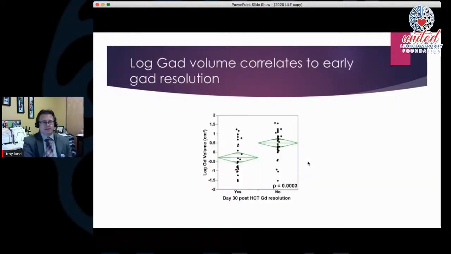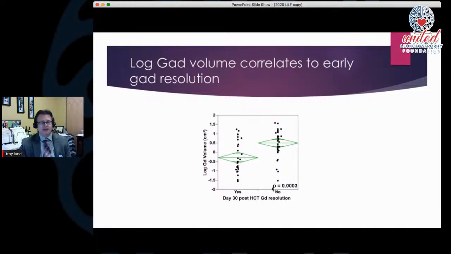So this is some of the raw data. This looks at boys that got rid of their gadolinium at 30 days after transplant, yes, versus those that had gadolinium still, no. And then we just looked at the log GAD volume. It turns out that the less volume of gadolinium you had, the better your odds were to make that gadolinium go away at 30 days post-transplant. And so this is the first piece of data that suggested we were onto something.